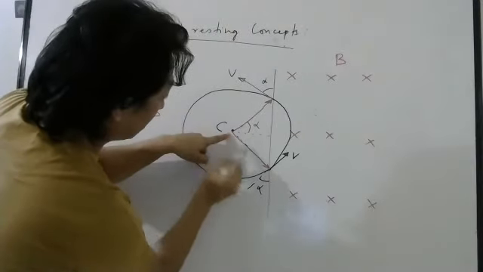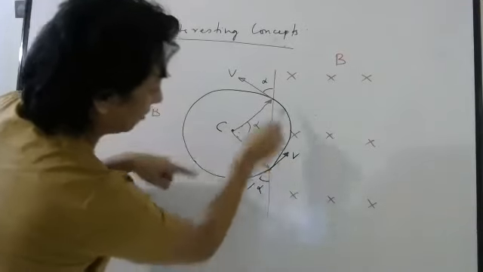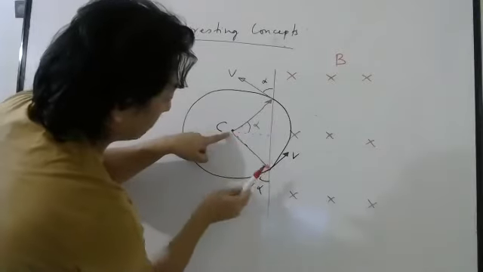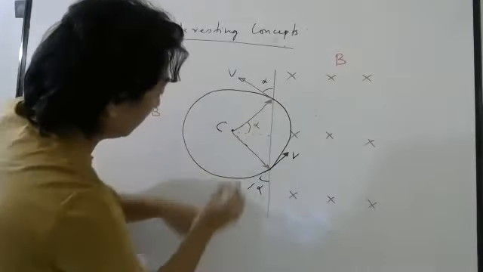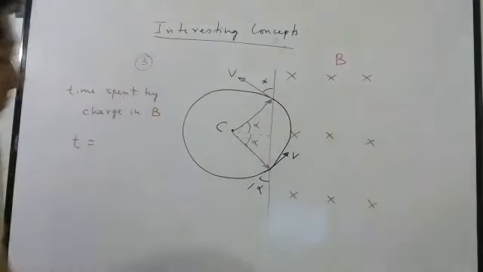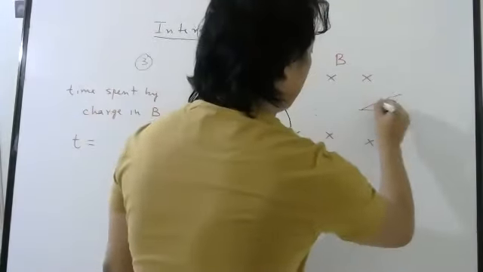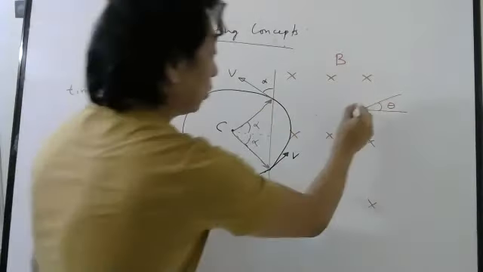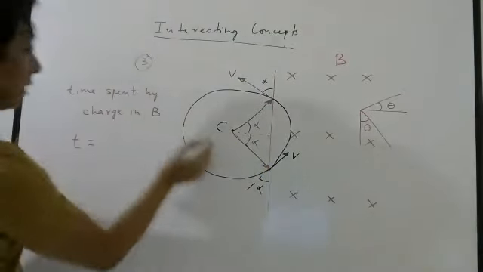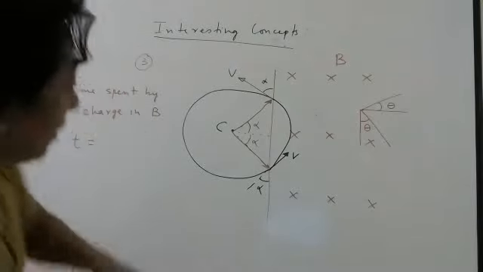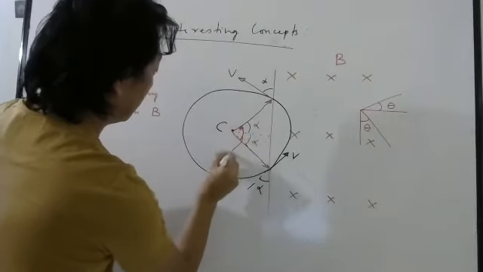Similarly, this radius is perpendicular to this tangent. Velocity is always along the tangent of the circle. So this radius is perpendicular to the tangent. This dotted line is perpendicular to this line. So if this is alpha, this is also alpha. So for this, what you have to remember is, if the angle between two lines is theta, the angle between perpendiculars is also theta. So how much angle has this radius vector turned from here to here? It has turned a total angle of 2 alpha.